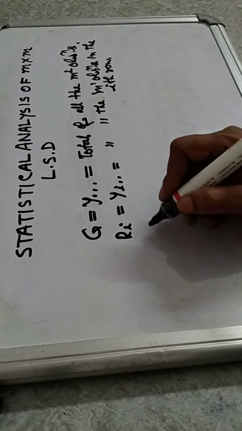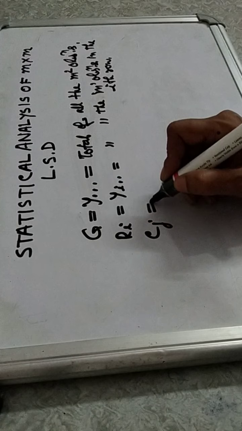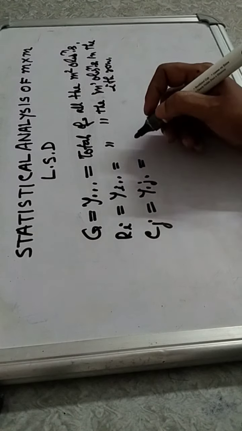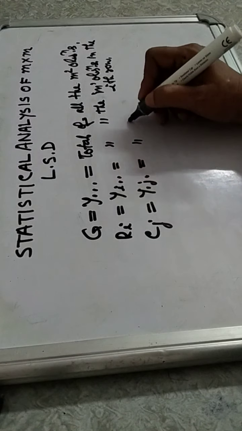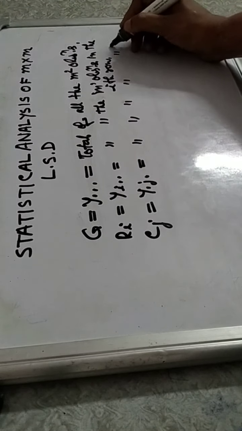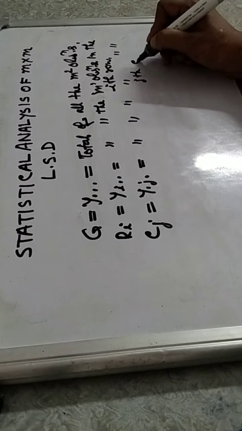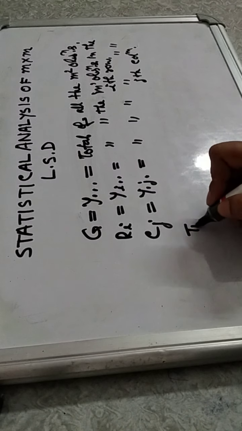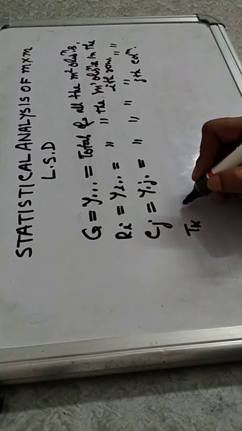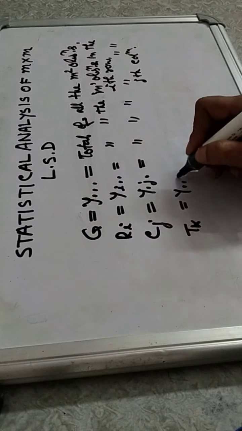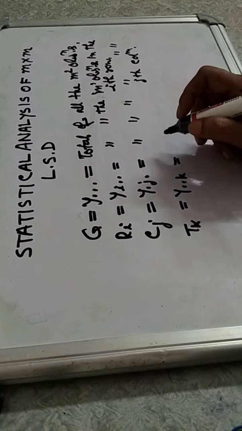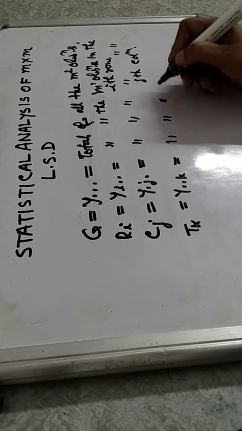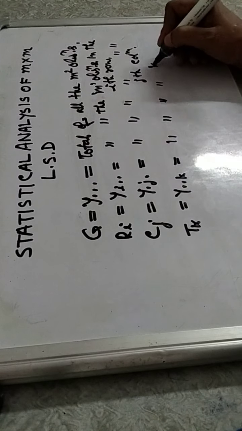And Cj, we write this y dot j dot, is equal to total of the m observations in the jth column. Then Tk is equal to y double dot k. This is total of the m observations from kth treatment.